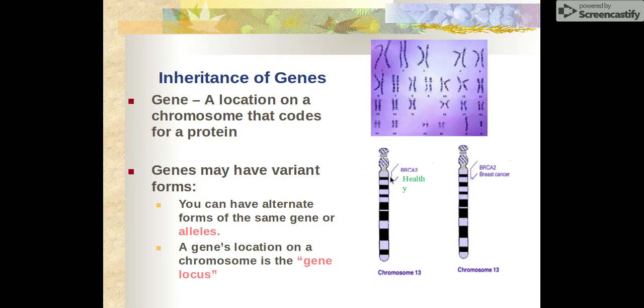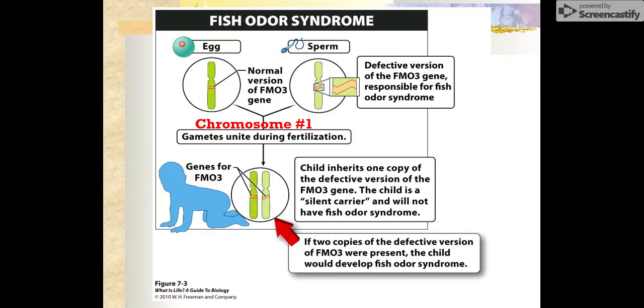So here we've got chromosome 13, and this is BRCA2. That's a healthy gene. And then we've got the same gene here on chromosome 13, BRCA2, but this is one that predisposes you to breast cancer. So same gene, BRCA2, but there's some difference here in the nucleotide strand. They're different versions of the same gene. We refer to them as alleles.